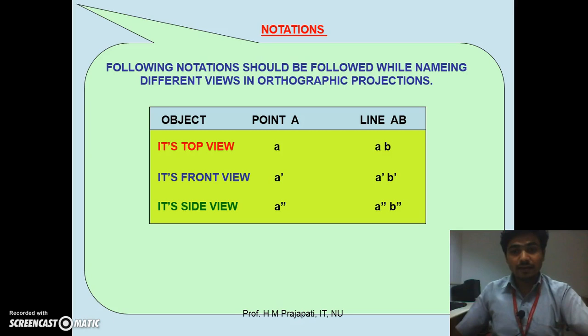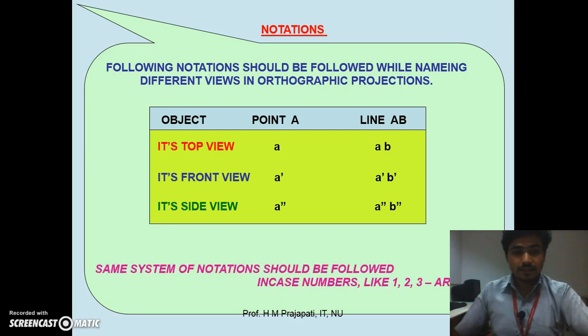So the common understanding is: the notation for top view is small letters without dash, the notation for front view is small letters with dash, and for side view small letters with double dash. The same notation system is also applicable for numeric values. If you are using numbers 1, 2, 3 for front view, top view and side view, then 1 without dash is for top view, 1 with dash is for front view, and 1 with double dash is for side view.